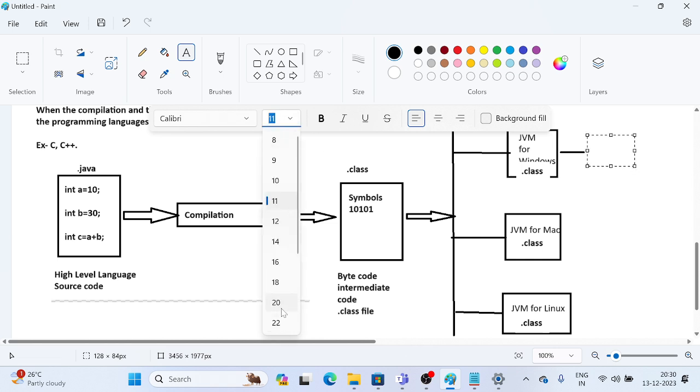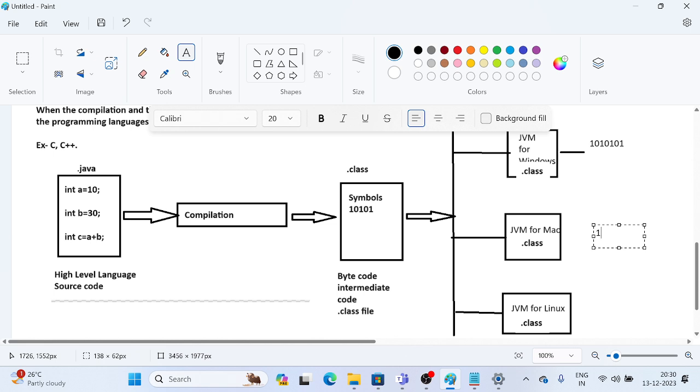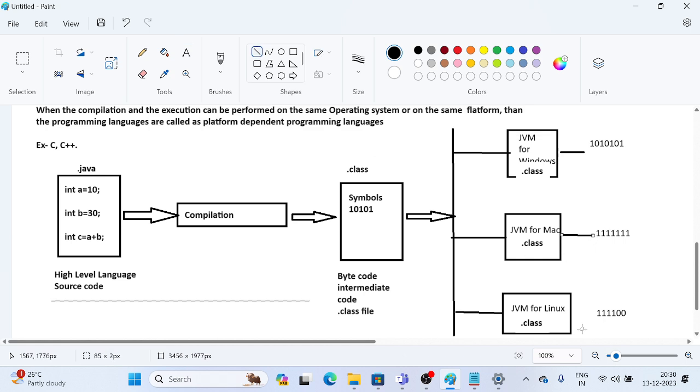Just try to imagine zeros and ones. The second one is this dot class file converted to a language that is understandable by Mac, and this is converted to a language that is understandable by Linux. What are the languages? They have ones and zeros in an order that the machine understands, nothing else. This is the machine language for Windows, this is the machine language for Mac, and this is the machine language for Linux. This is the execution phase.